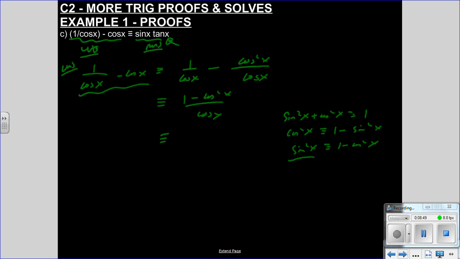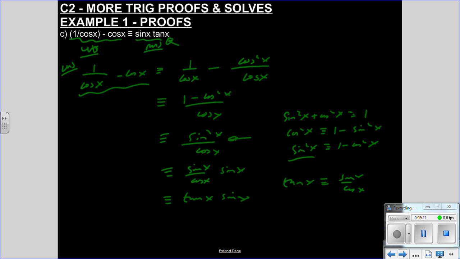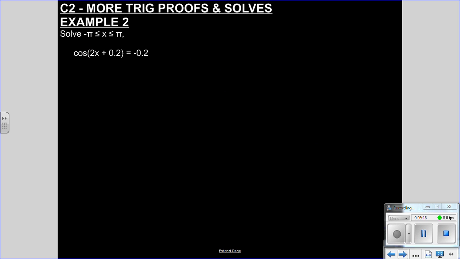So therefore, this top is sin squared x over cos x. Remember, we want sin times tan, and tan is sin over cos. This thing here is sin x over cos x, all times sin x, isn't it? That's how you get sin squared over cos, which is tan x times sin x, which is our right-hand side as required. Sweet. Okay, back onto the solves. So that was the proofs, now we're on to solves.